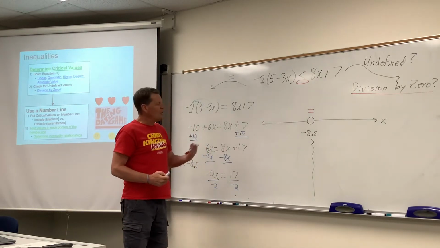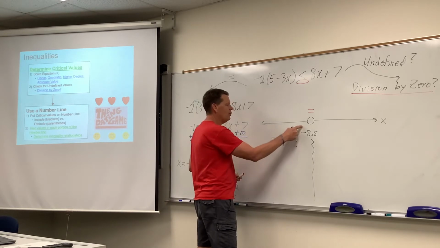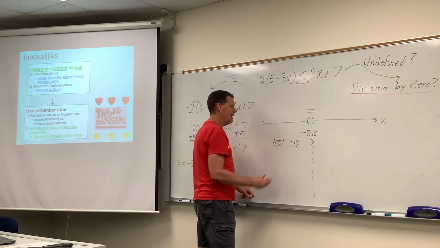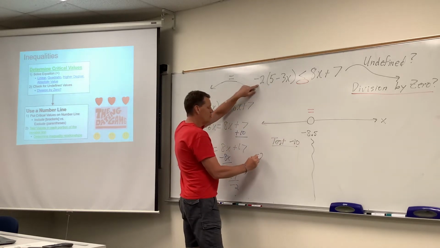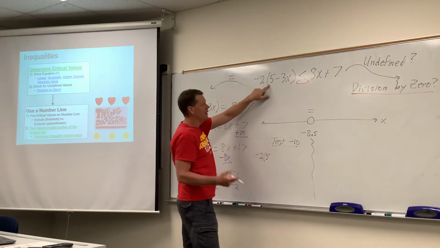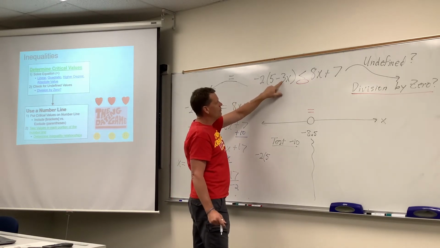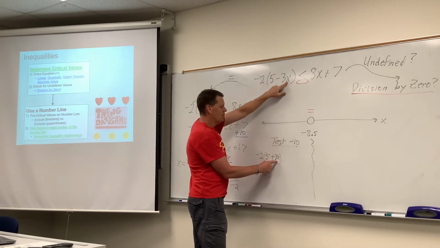All right, so now it's time to test numbers. And again, we'll pick a number down here below negative 8.5. Again, I like negative 10, and we put it in for x. So we have negative 2, parentheses, 5. I'm going to do a little mental arithmetic. You can handle it. What's negative 3 times negative 10? Positive 30. That would change to a plus 30, wouldn't it?